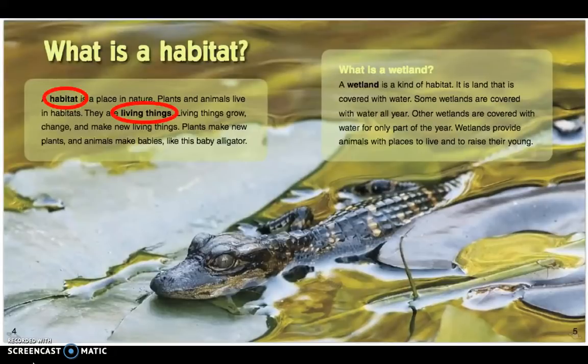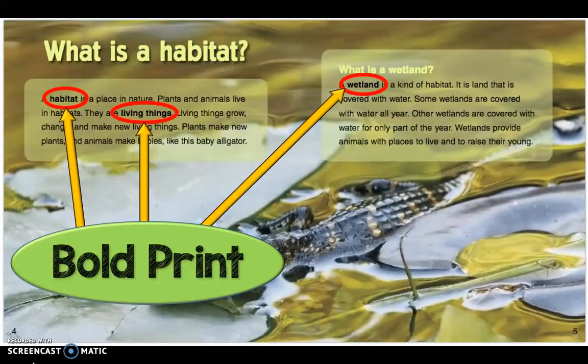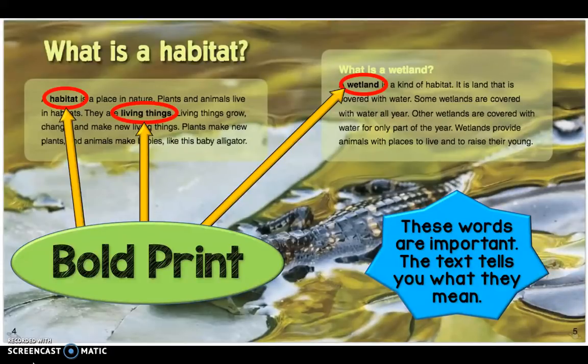We call those bold print words. So these words are in a darker, thicker print because they are important. And usually when you see a bold print word, the text will tell you what that word means because it's really important. If you don't find the definition in the text, you can always go to the back of the book to another text feature called the glossary. So I can find from bold print words the important definitions of the book.